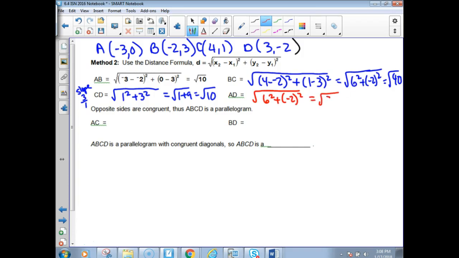So that's the square root of 36 plus 4. You get the square root of 40. So if you've already found the slopes, you can use those numbers to do the distance. Just don't use it reduced. You don't use the reduced numbers.